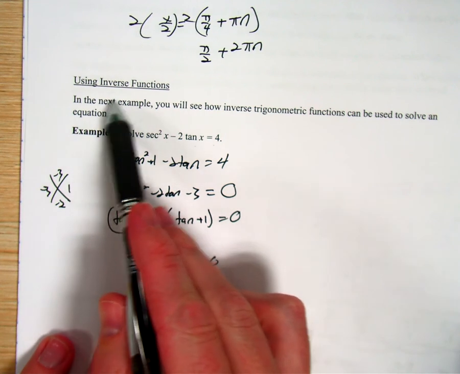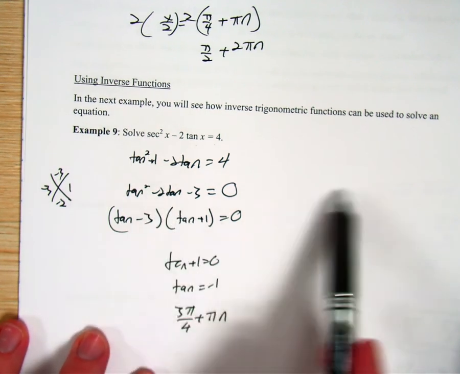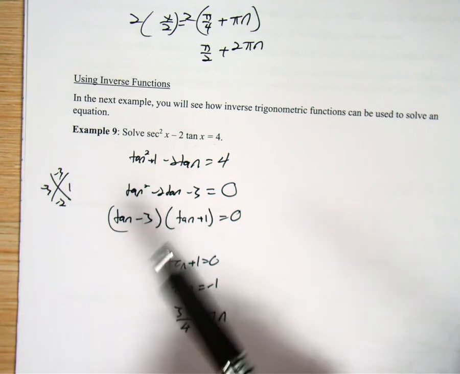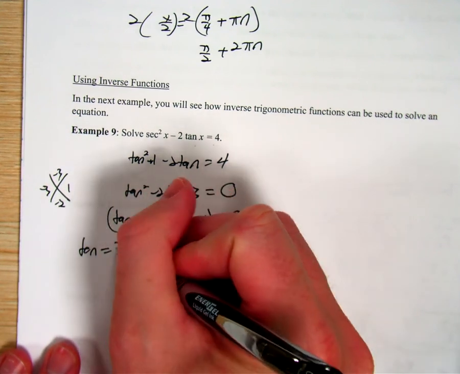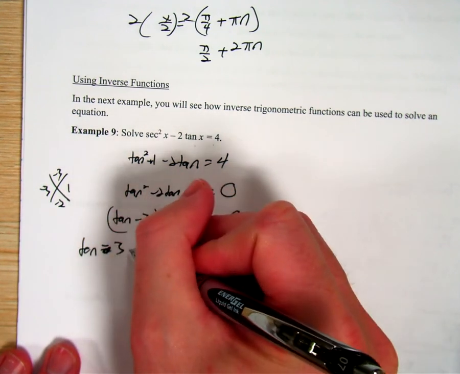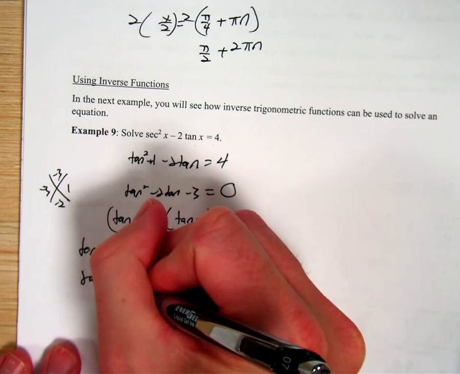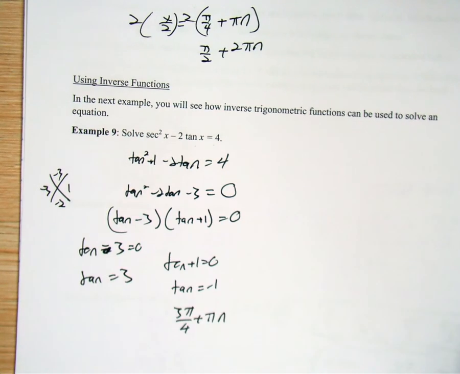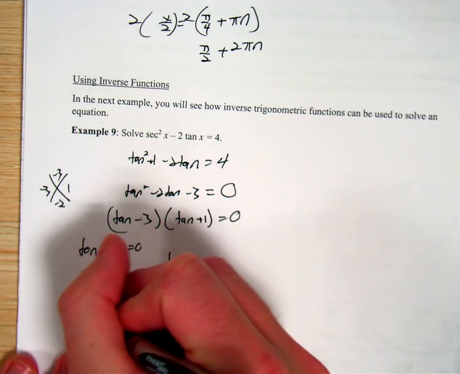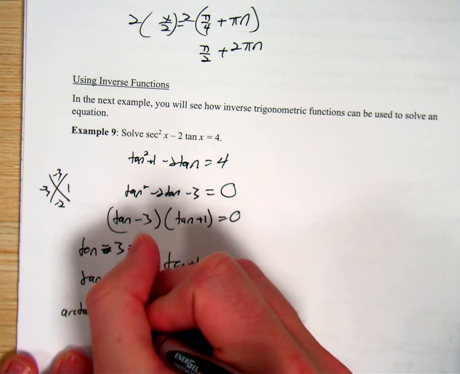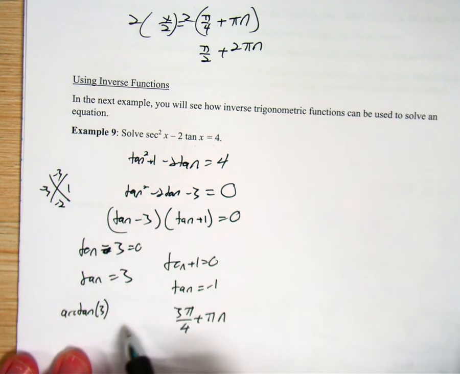Okay, and it says using trig inverses or inverse functions, so it wants exact answers. Let's go the long way: tan minus 3 equals 0. Add the 3. When does tan equal 3? You don't really know. It's going to be kind of ugly. It's not going to be one of our nice ones. So what they do is use the tan inverse, or arctan. Arctan of 3, and it's plus pi n again.